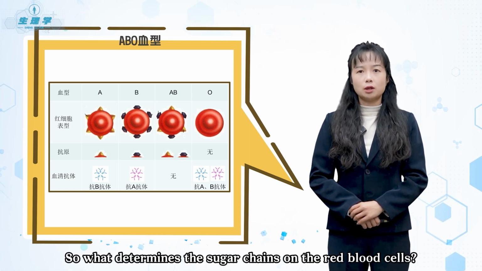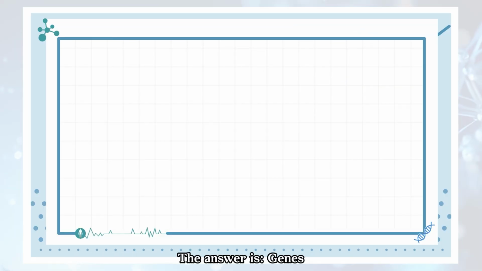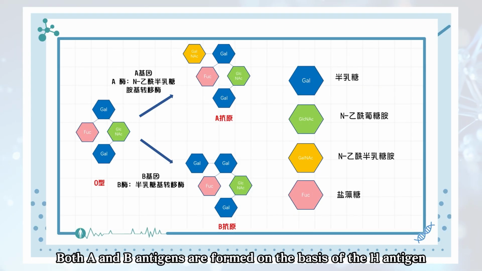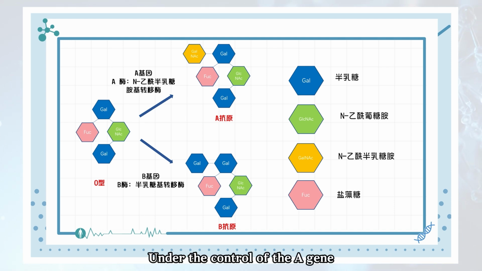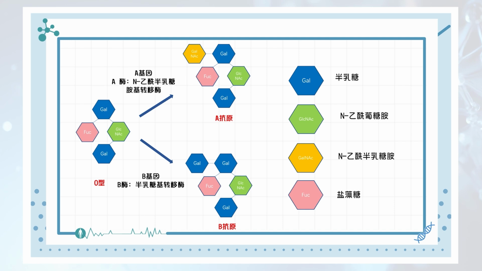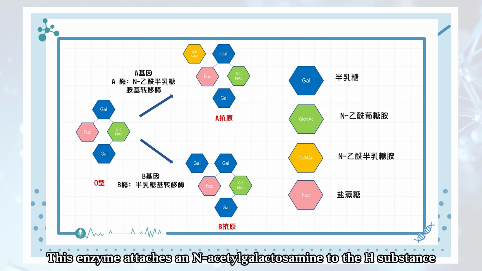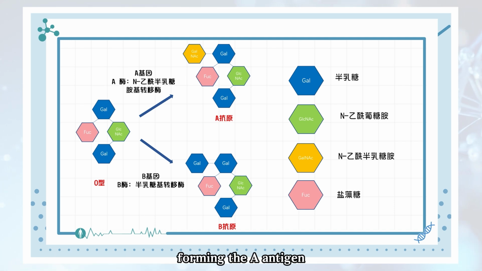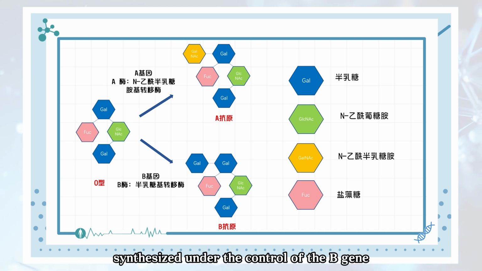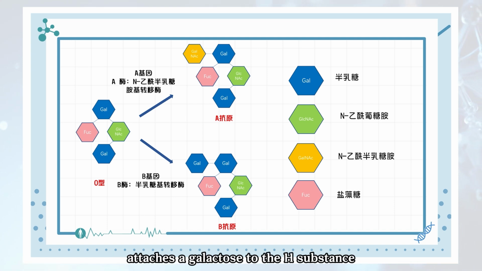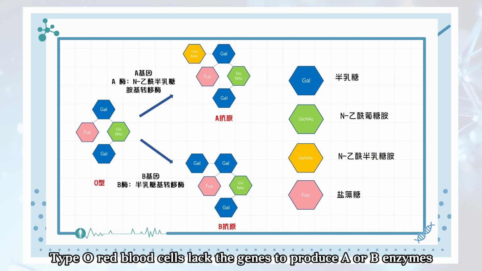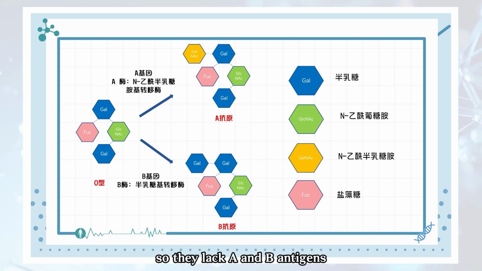So what determines the sugar chains on the red blood cells? The answer is genes. Both A and B antigens are formed on the basis of the H antigen. Under the control of the A gene, cells produce the A enzyme. This enzyme attaches an N-acetylgalactosamine to the H substance, forming the A antigen. The B enzyme, synthesized under the control of the B gene, attaches a galactose to the H substance, forming the B antigen. Type O red blood cells lack the genes to produce A or B enzymes, so they lack A and B antigens, but still possess the H antigen.